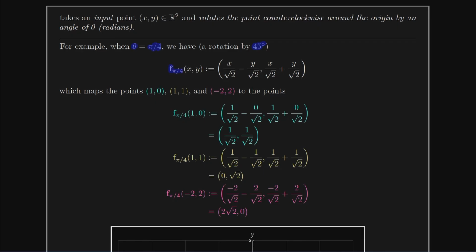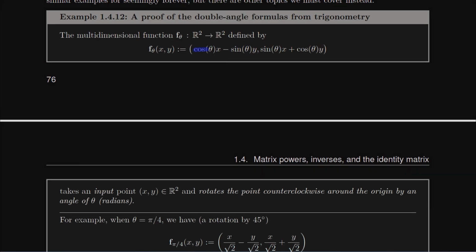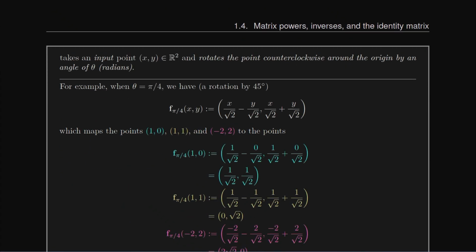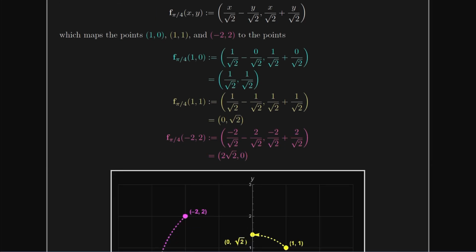It would look like, well, because cosine and sine of pi over 4 are 1 over root 2, all of these cosines and sines here all become 1 over root 2. We have 4 different 1 over root 2's hanging out. You end up with x over root 2 minus y over root 2 as your first output, and x over root 2 plus y over root 2 as your second output. And if you don't believe me, that is actually rotated by 45 degrees.